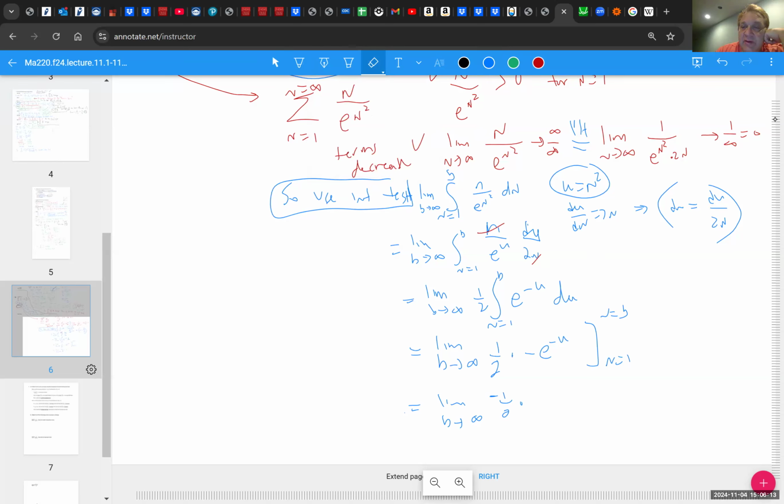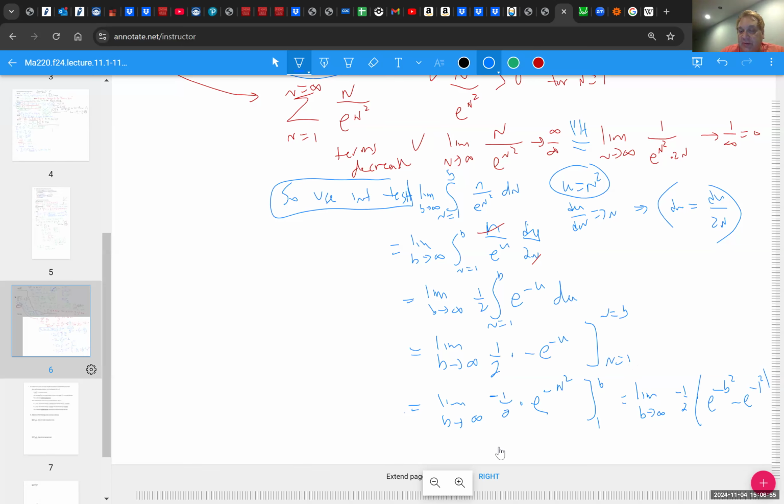And what is u? u is n squared. So this would be negative. I put the negative in front, and then e to the negative u, which is negative n squared. And then I go between 1 and b, plug in the 1, plug in the b, take the limit, and I determine whether this thing converges or diverges. So I get a -1/2, which doesn't really matter for limits. I get e to the negative n squared, where n is equal to b. So e to the negative b squared minus e to the -1 squared, right? Plug in the b, plug in the 1, and subtract.